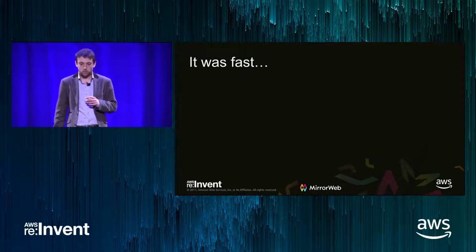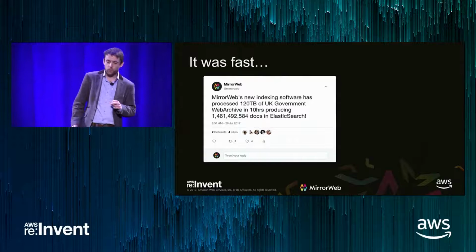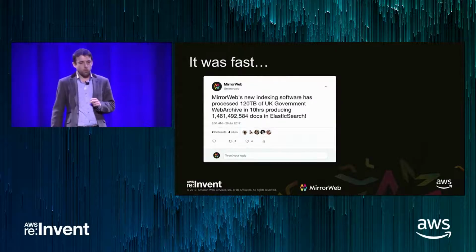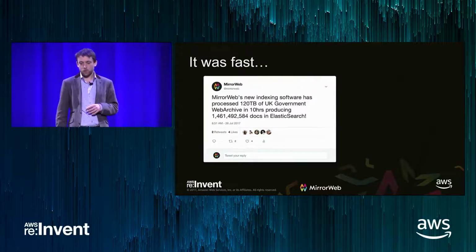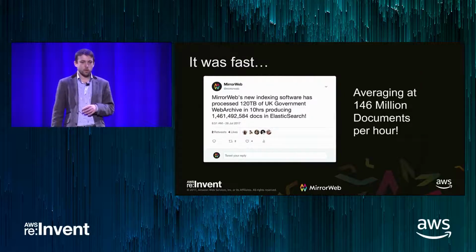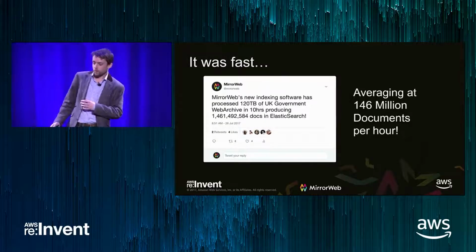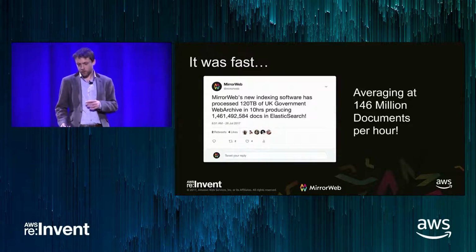So what was the result? It was fast, very, very fast. We managed to index 1.4 billion documents in 10 hours. And that was averaging 146 million documents an hour. It actually went quicker at times, but that was the average over the length of the time that we did it.